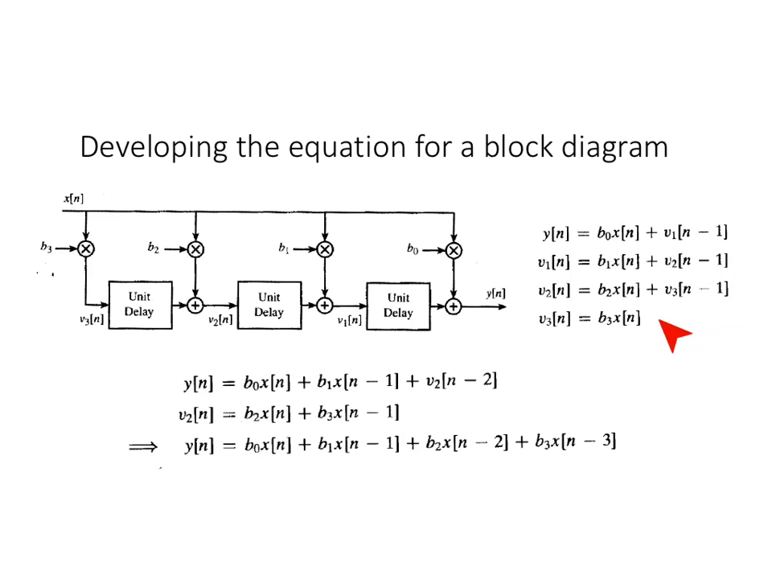And then combining these two equations gives us this equation. v2 is b2 times x n plus v3 delayed by 1, which is b3 times x n minus 1. That's that term. So now I can combine these two equations to get this equation. I have to delay my v2 in by 2 units. But when I do that, I get this equation for y.